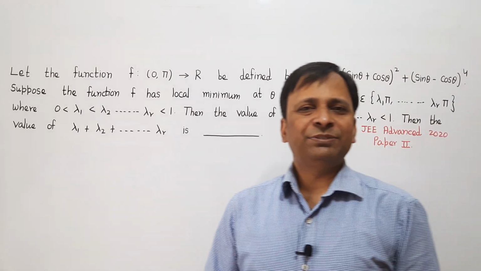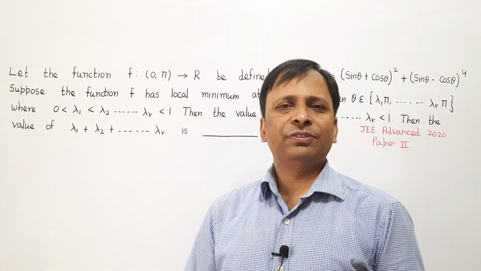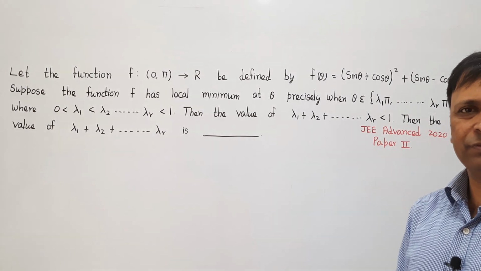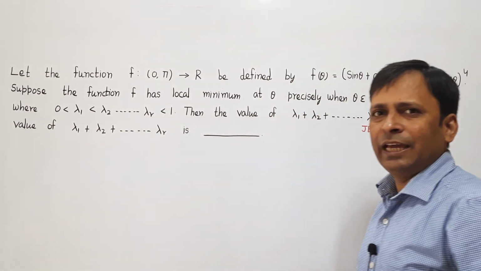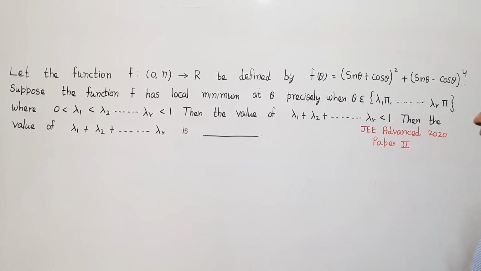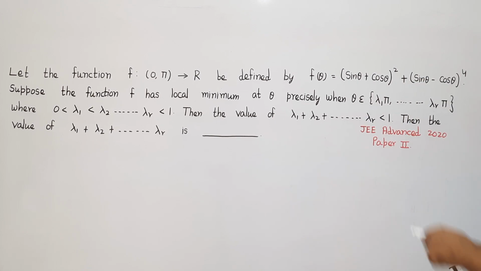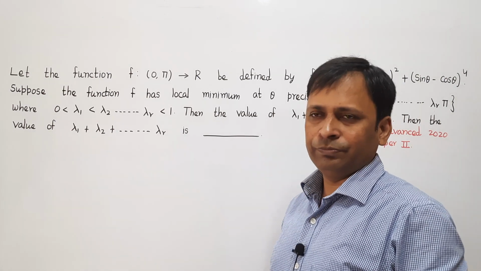Let me take the last problem of JEE Advanced 2020, and you can judge yourself whether the problems of JEE Advanced are really very tough. Now this question defines a function f whose domain is from 0 to pi, in terms of theta, as f of theta is equal to (sin theta plus cos theta) whole square plus (sin theta minus cos theta) whole raised to the power 4.